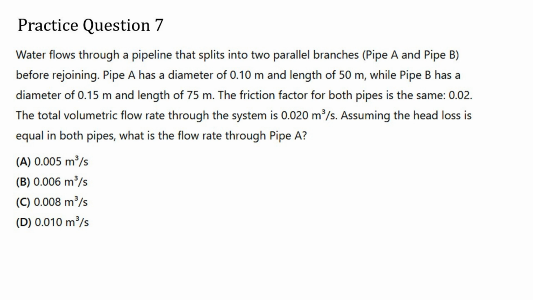Practice question 7. Water flows through a pipeline that splits into 2 parallel branches, Pipe A and Pipe B, before rejoining. Pipe A has a diameter of 0.10 meters and length of 50 meters, while pipe B has a diameter of 0.15 meters and length of 75 meters. The friction factor for both pipes is the same, 0.02. The total volumetric flow rate through the system is 0.020 cubic meters per second. Assuming the head loss is equal in both pipes, what is the flow rate through pipe A?